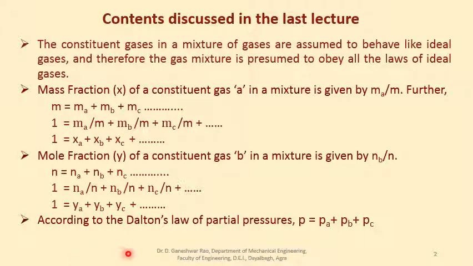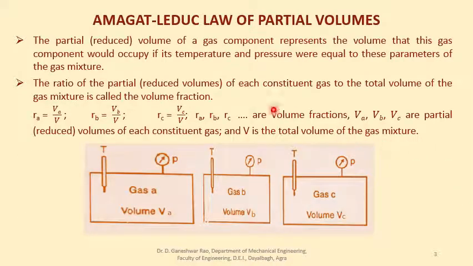And also on the last turn we discussed Dalton's law of partial pressures. First we discussed what is partial pressure, and then we derived this equation, that is P is equal to Pa plus Pb plus Pc. Now we proceed further and start with Amagat-Leduc law of partial volumes. The partial or reduced volume of a gas component represents the volume that this gas component would occupy if its temperature and pressure were equal to these parameters of the gas mixture.